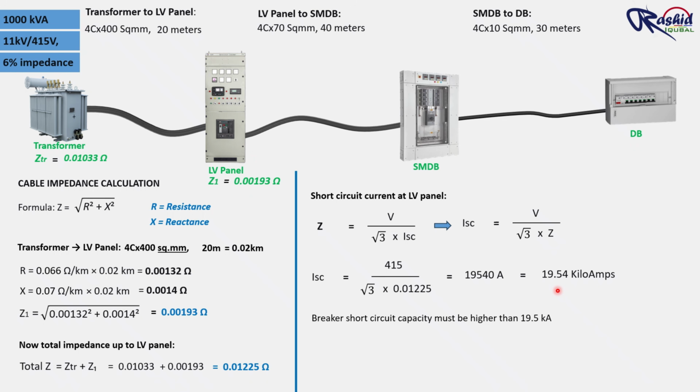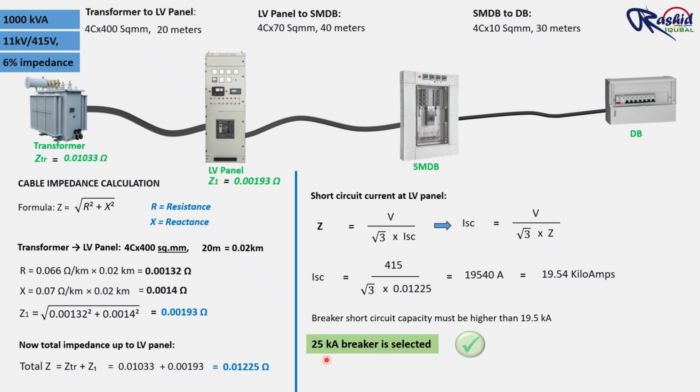Based on this calculated fault current, the circuit breaker installed at the LV panel side must have a breaking capacity higher than 19.5 kilo amps. Since breakers are available in standard ratings, we select the next higher standard value. So an MCCB with a short circuit rating of 25 kilo ampere would be an appropriate selection.